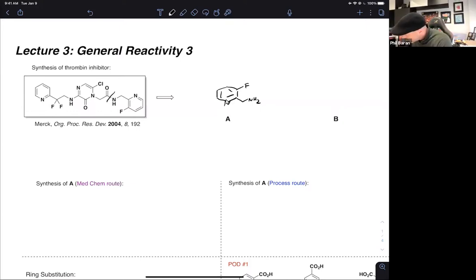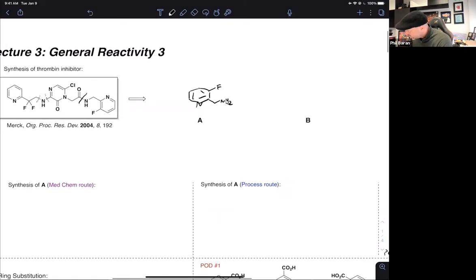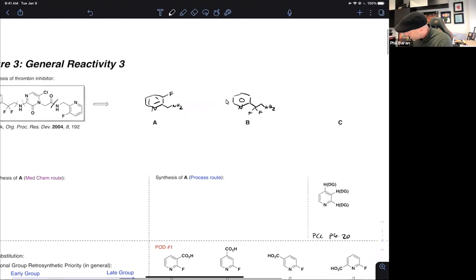Yeah, you could imagine cutting either here, or you could also imagine cutting here. These folks chose the latter because it's easier to do a SNAR reaction into an intermediate like that. So first, let's get our amine fragment. And then let's take a look at our pyrazinone fragment.